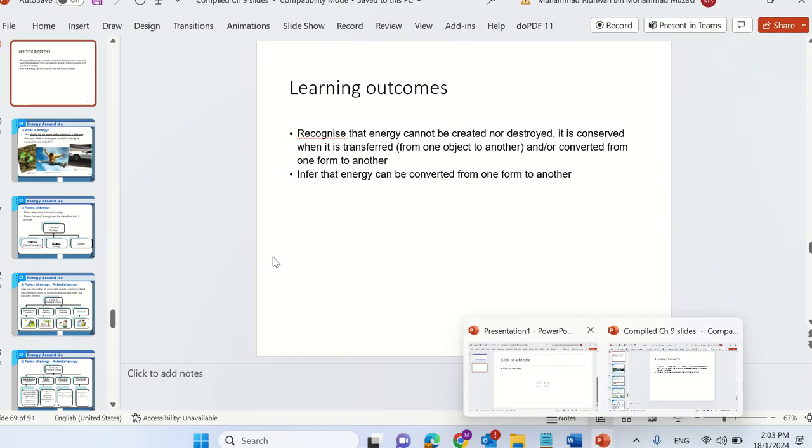So the learning outcome here is to recognize that energy cannot be created nor destroyed. It is conserved, because energy can only be transferred from one form to another. And second, infer that energy can be converted from one form to another. So, the various forms of conversion.